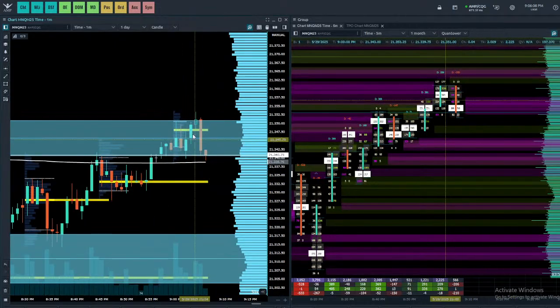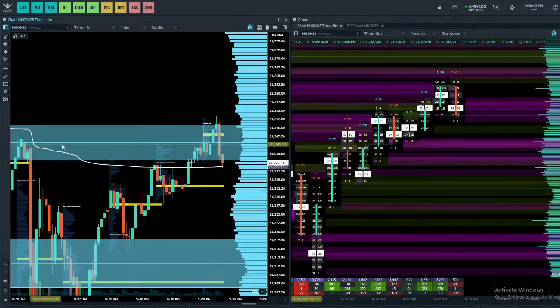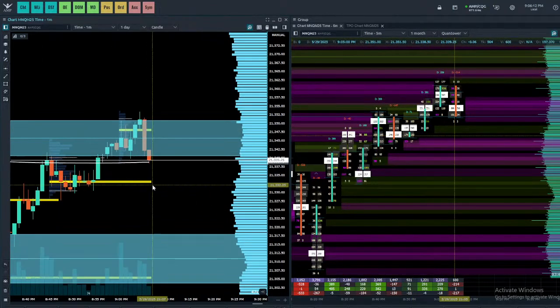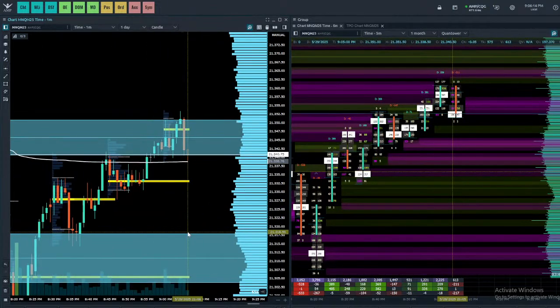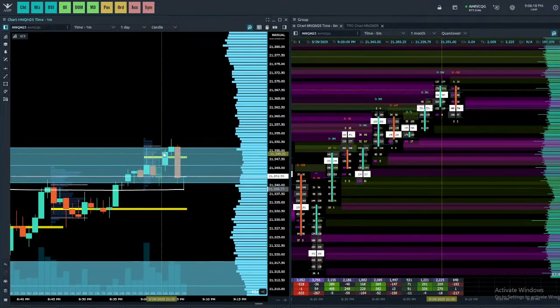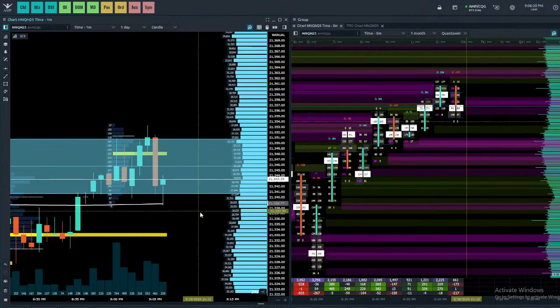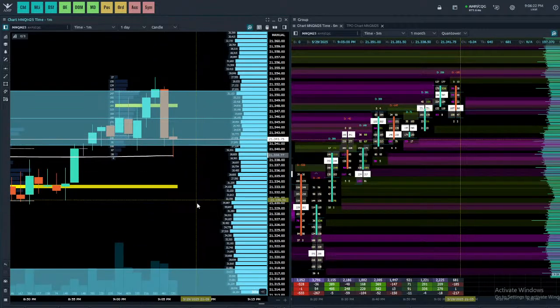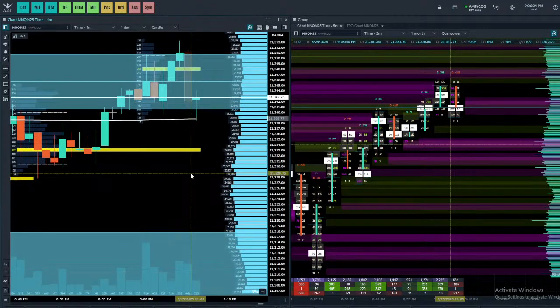So this could be another breaking structure right here into this supply zone. We could stay short and move right back down. Boom, that's what it looked like. We just made another lower low. Depending on how price wants to go, this can literally just go right back down on us. So that's what I gotta look for.